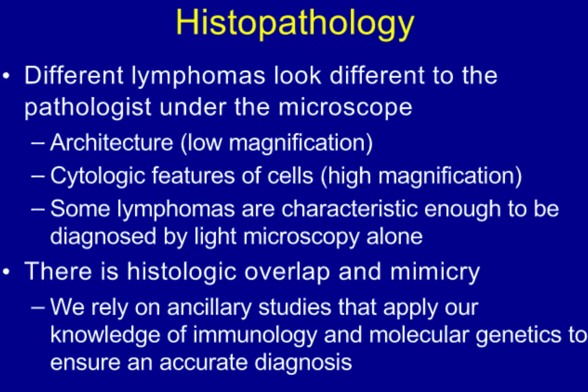There's a lot of histologic overlap and mimicry, not just between different kinds of lymphomas, but from benign things and malignant things. And so that's why we spend a lot of time training and doing all these extra studies to make sure that we're coming to the right diagnosis. So we really rely on these ancillary studies that apply our knowledge of immunology and molecular genetics to make sure that we get to the right diagnosis.